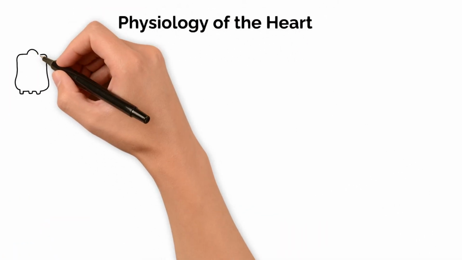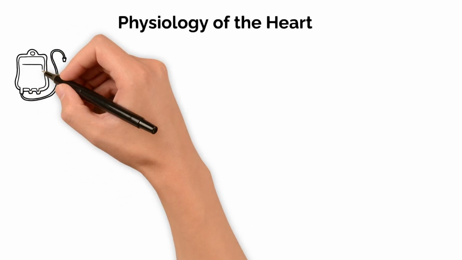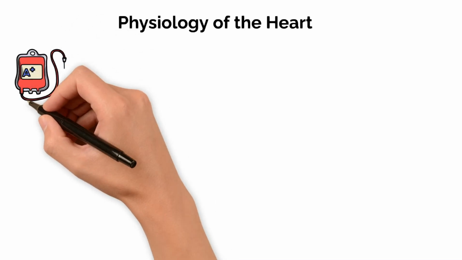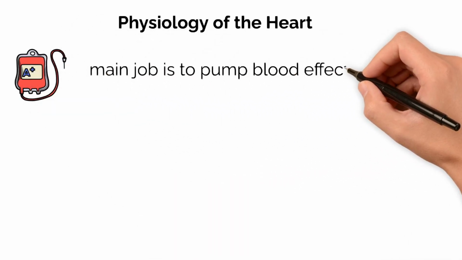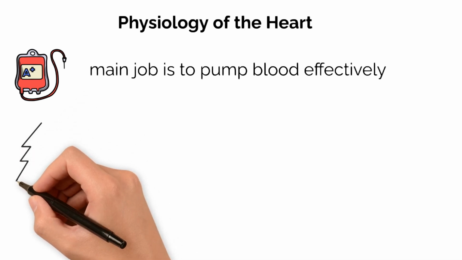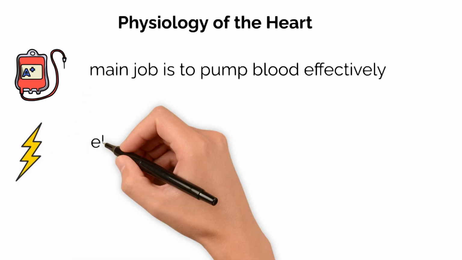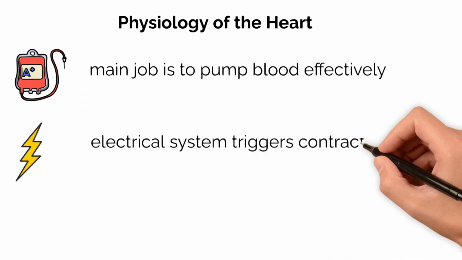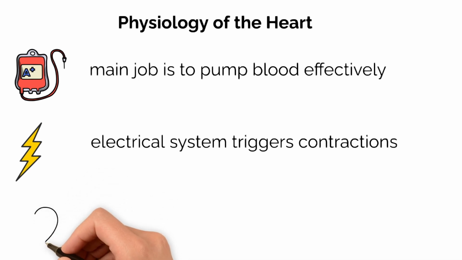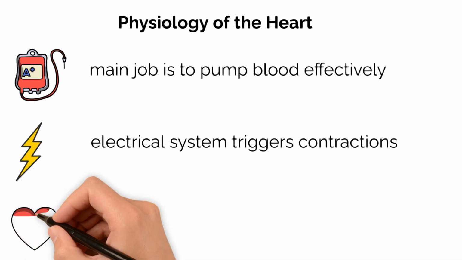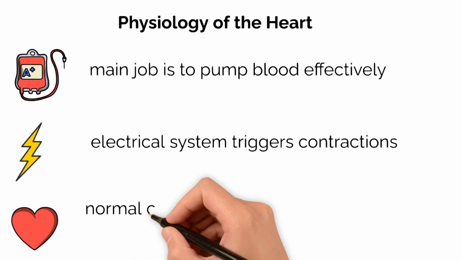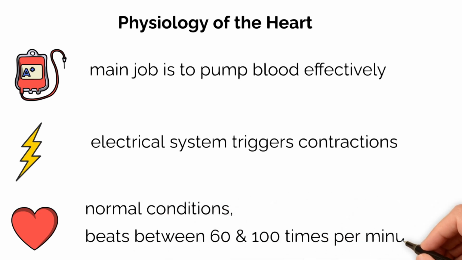Now let's look at physiology. The heart's main job is to pump blood effectively. It does this through a synchronized electrical system that triggers contractions. Under normal conditions, the heart beats between 60 and 100 times per minute, depending on factors like activity level and emotional state.